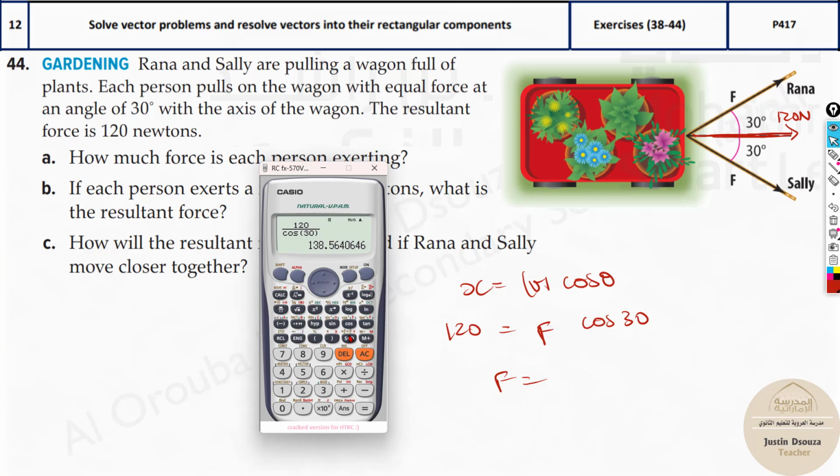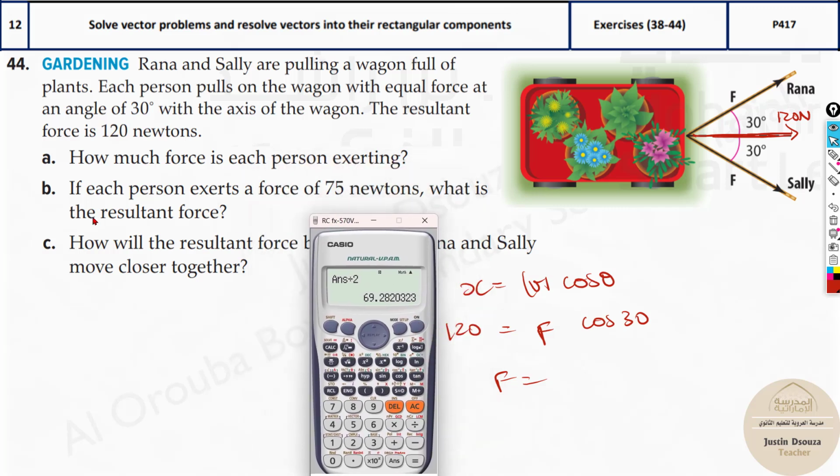And this is the answer. It's 138.56. This answer is basically the force exerted by Rana and Sally together. But we need it for a single person, each person, so that's divided by 2, which is 69.28. So that's the answer. And what about the next one?